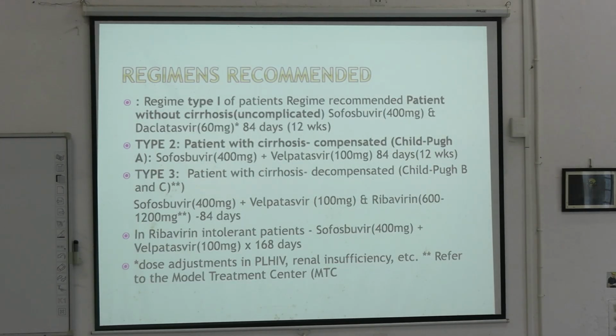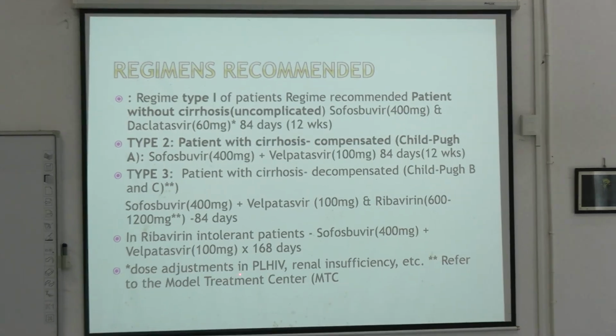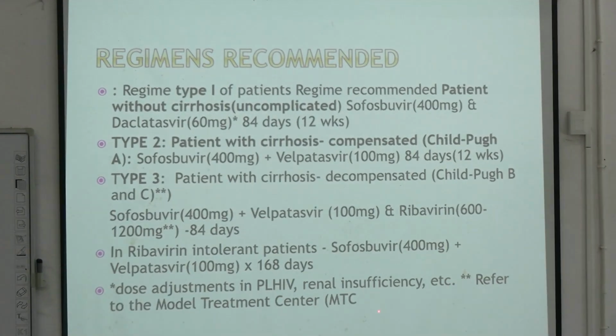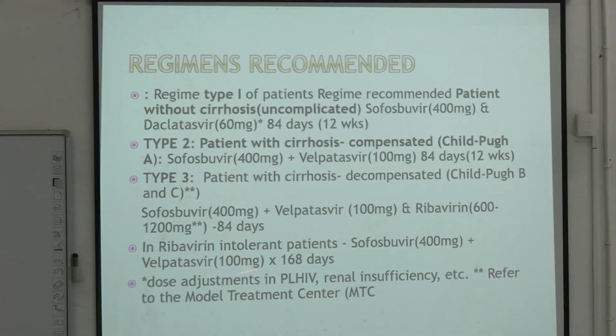What are the regimens commonly used? Sofosbuvir and Daclatasvir, for 84 days or 12 weeks. So treatment duration is 12 weeks. For patients with compensated cirrhosis, Sofosbuvir and Daclatasvir for 84 days. For decompensated cirrhosis, Sofosbuvir and Daclatasvir with ribavirin for 84 days. If ribavirin is not tolerated, Sofosbuvir and Daclatasvir alone. Dose adjustment in PLHIV and renal insufficiency is done in model treatment centers.